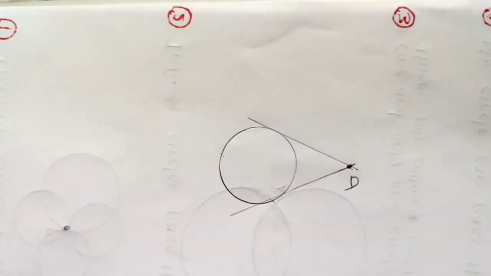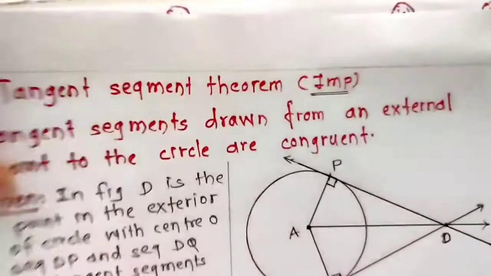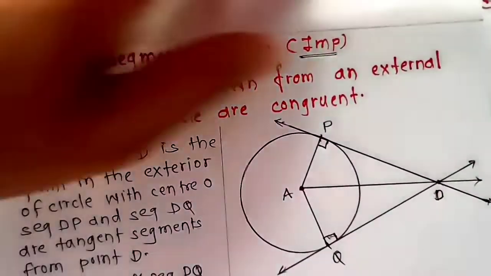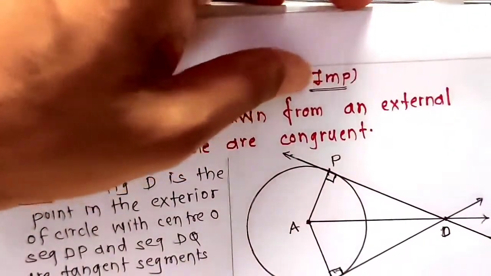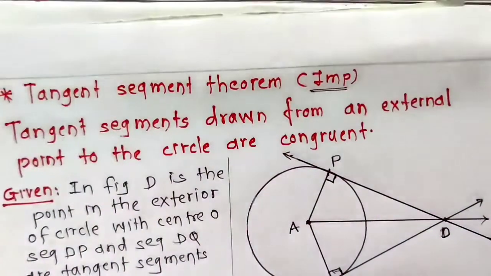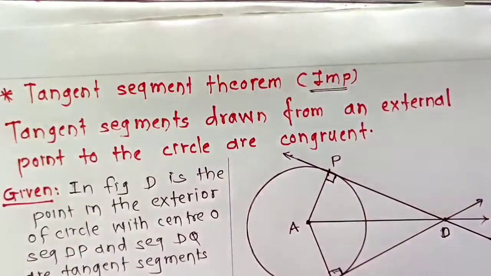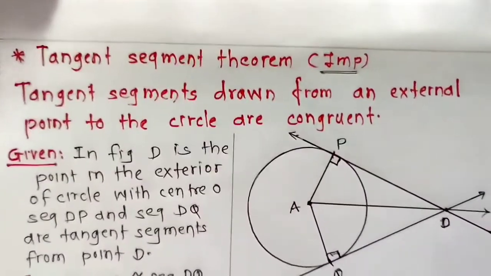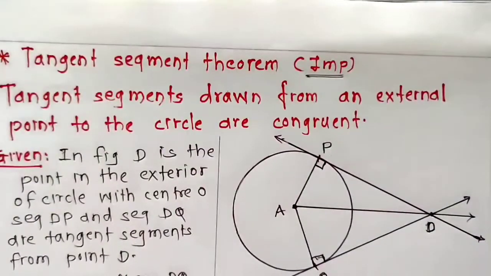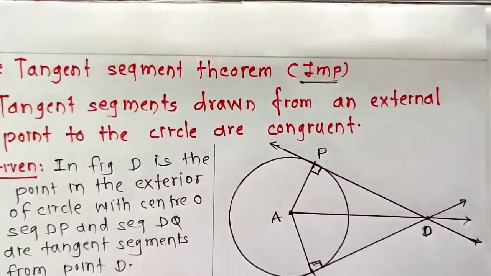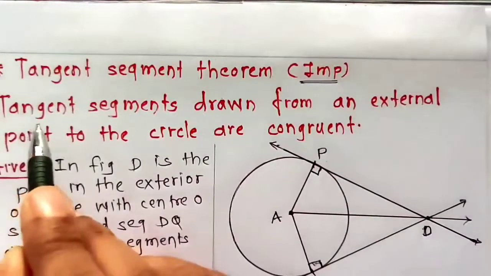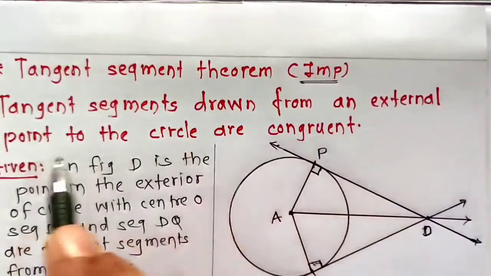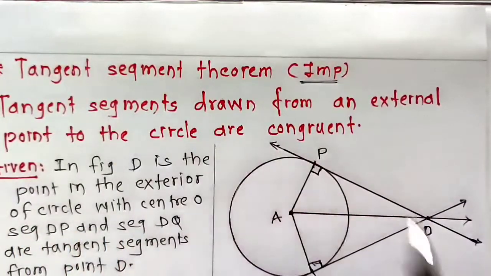Remember this, and we have to prove that two tangents drawn from an exterior point are congruent. That theorem is known as the tangent segment theorem. So let us see the tangent segment theorem. This theorem is very important. So here what is given? Tangent segments drawn from an external point to the circle are congruent.